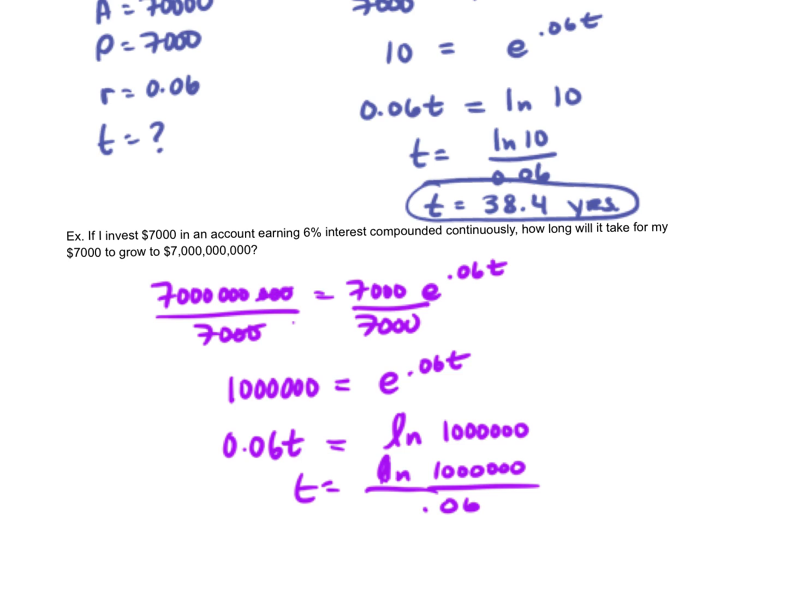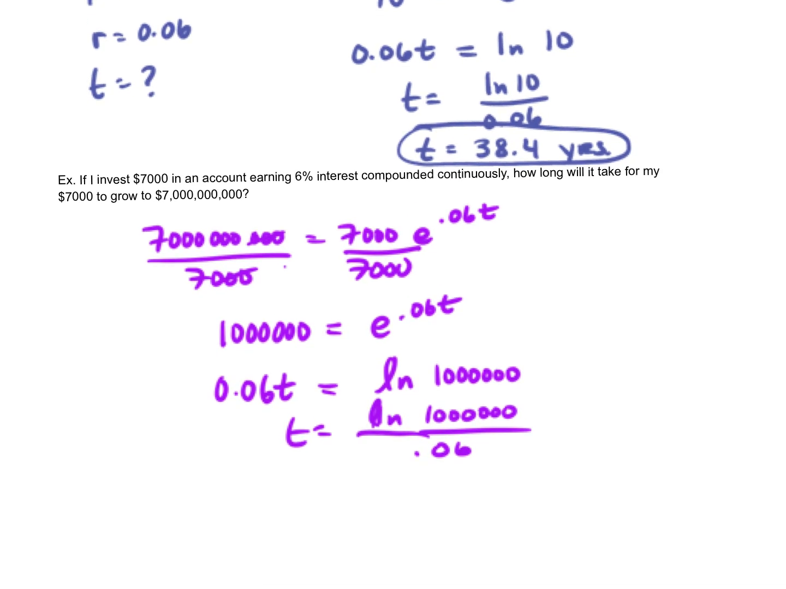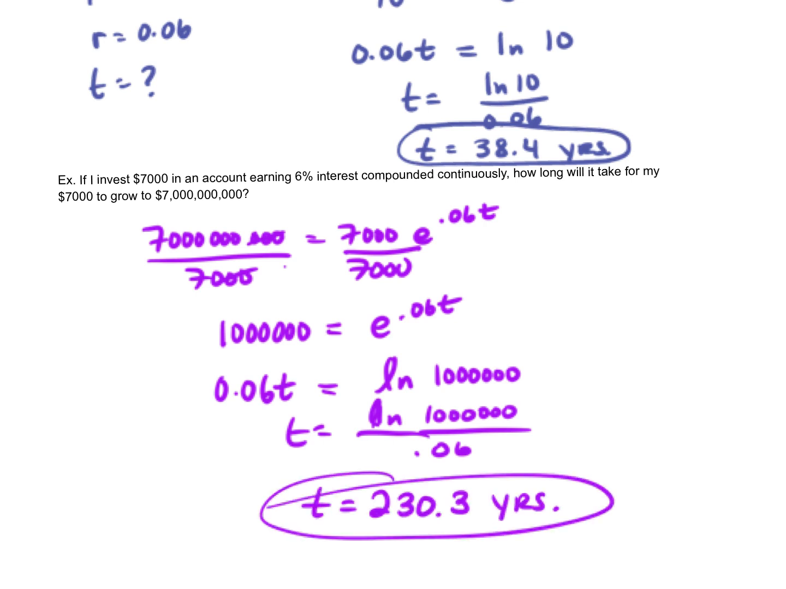Now, ironically, it took 38 years to go from 7,000 to 70,000. Now, to go to 7 billion, it only takes 230.3 years. Obviously, a long time, more than we'll be around, but it's not like it's 1 million times more than what it was. It's only a factor of about 6 times longer to go from 70,000 to 7 billion. So that's the power of exponential growth. When it gets going, it really does get going fast.